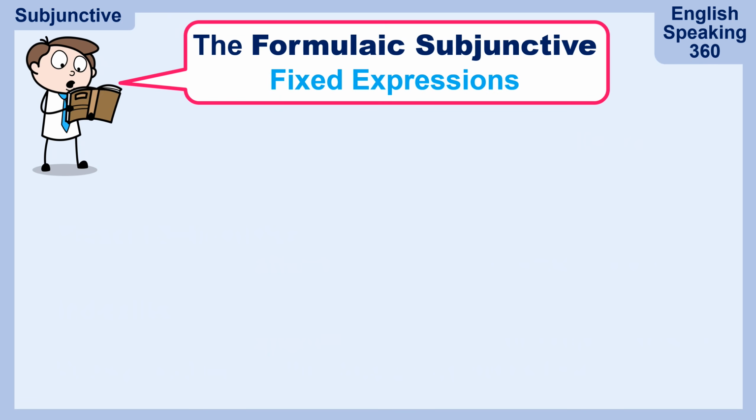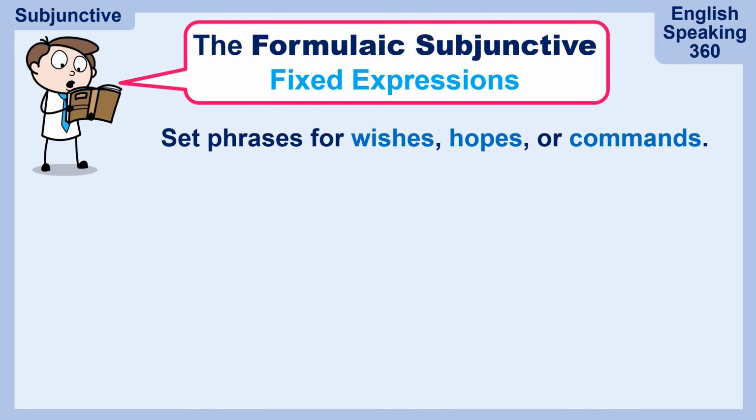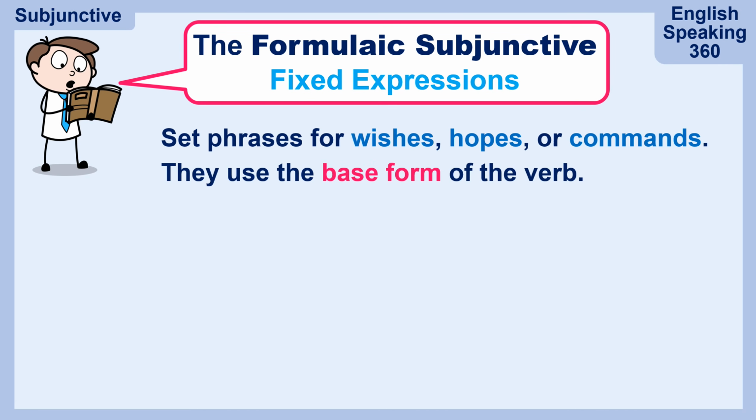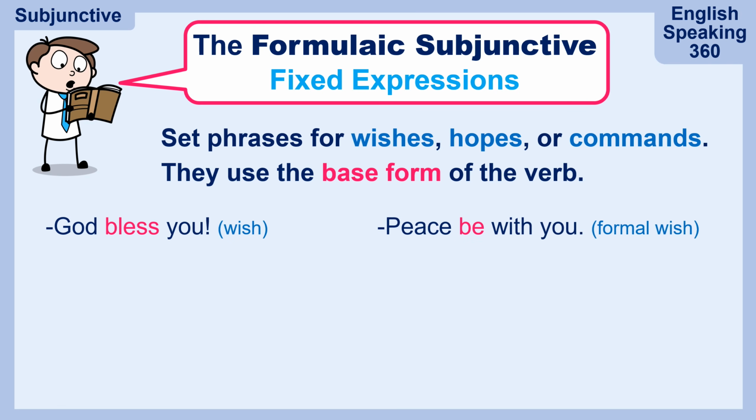The formulaic subjunctive, fixed expressions. These are set phrases for wishes, hopes, or commands. All of them use the base form of the verb. For example, God bless you. It's a wish, "bless." We don't say "God blesses you." Peace be with you. It is a very formal wish.